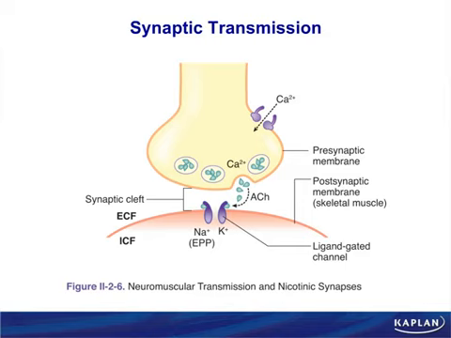So we're going to open multiple nicotinic receptors, which is going to produce multiple EPPs. Think of an EPP as a subthreshold stimulus. Remember that those can summate.